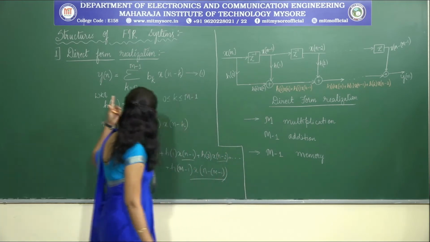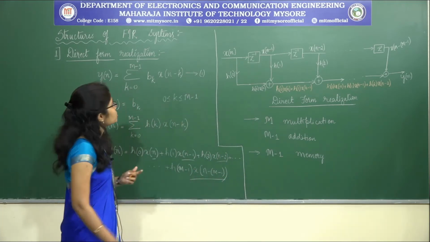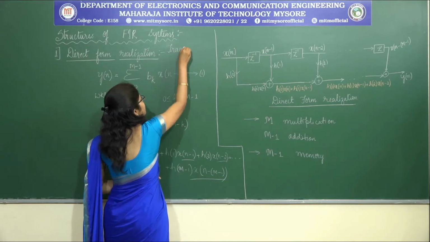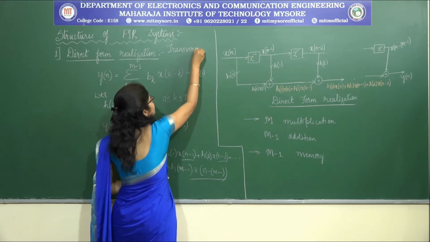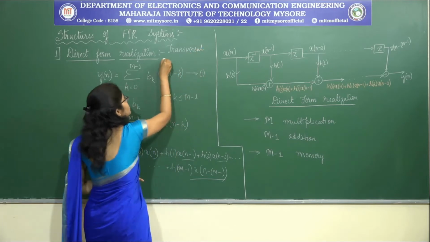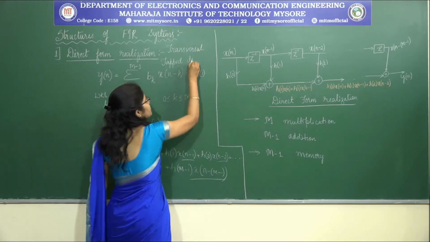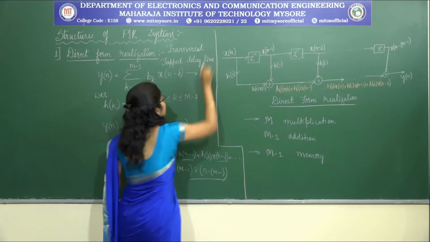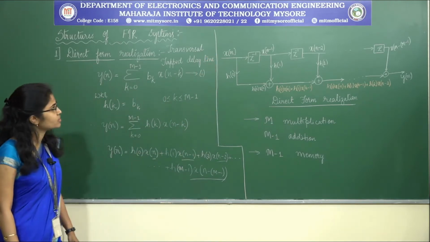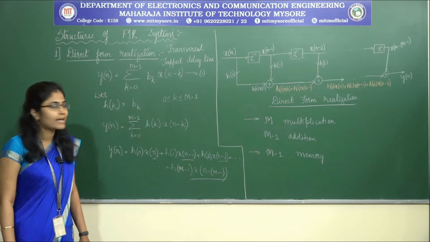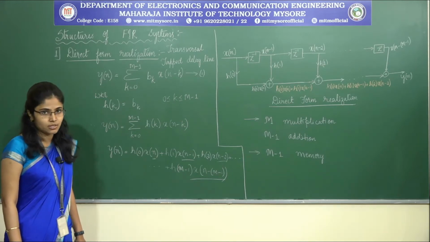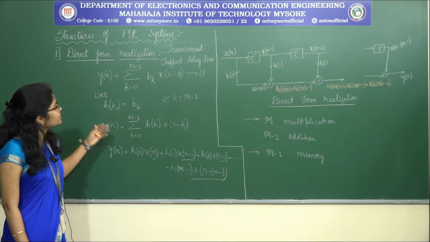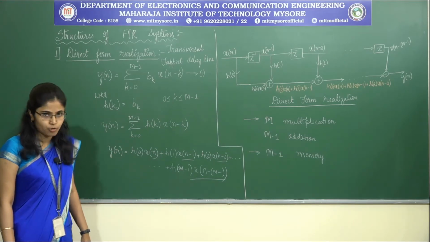So this direct form realization is also called transversal realization, or it is also called tapped delay line realization. So what are the two names for direct form realization? It is transversal or tapped delay line realization, okay. So this is all about direct form realization. Now let us start solving problems on direct form realization.